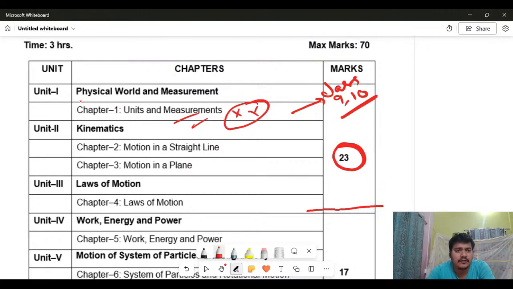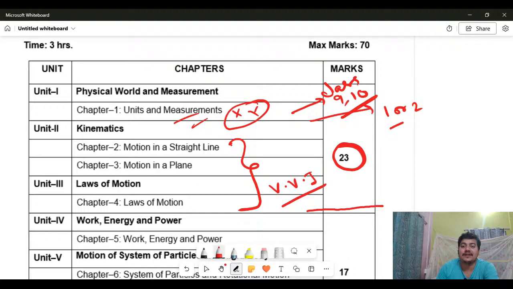After that, we are going to kinematics, and I must tell you: motion in a straight line, motion in a plane, laws of motion. These are the things you need to learn, because this is actually the backbone of class 11. This part is very, very important. From the other part, suppose only 1 or 2 marks will be coming, and the rest 21 marks will be coming from this: motion in a line, motion in a plane, and laws of motion.